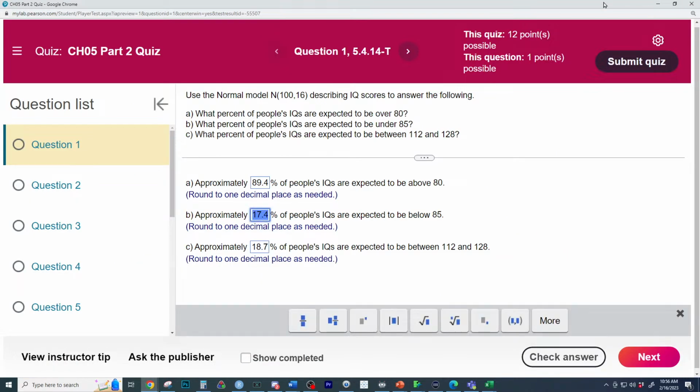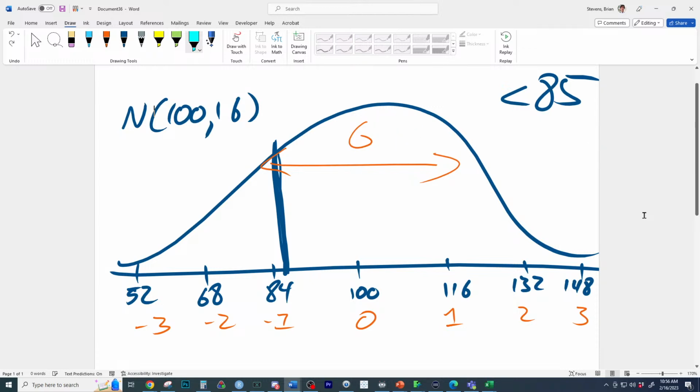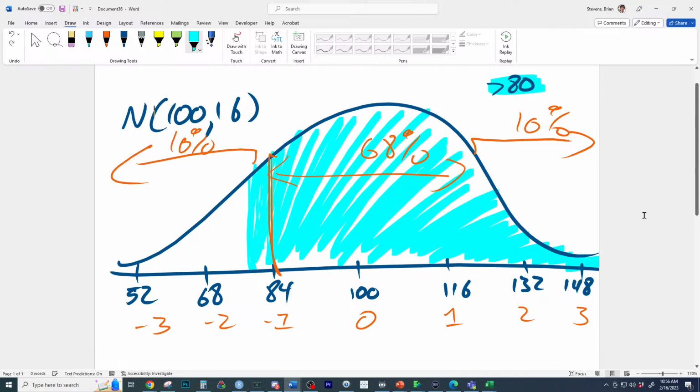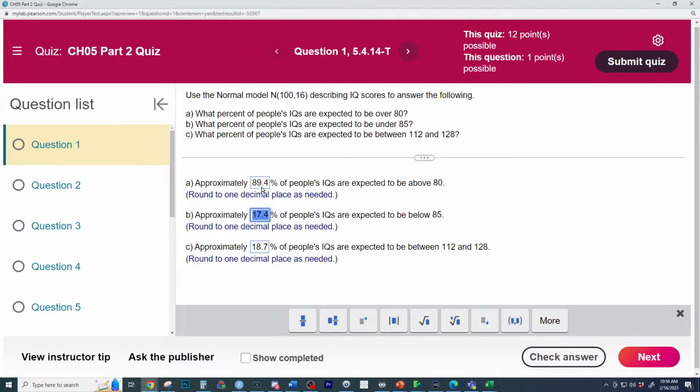The answer was 17.4. So this area right here is 17.4. The other one we did before that, which we had a really good estimate of, let's go back to that one. So we did also the area greater than 80. And we said it had to be this big area right here. So that area mathematically turned out to be 89.4.